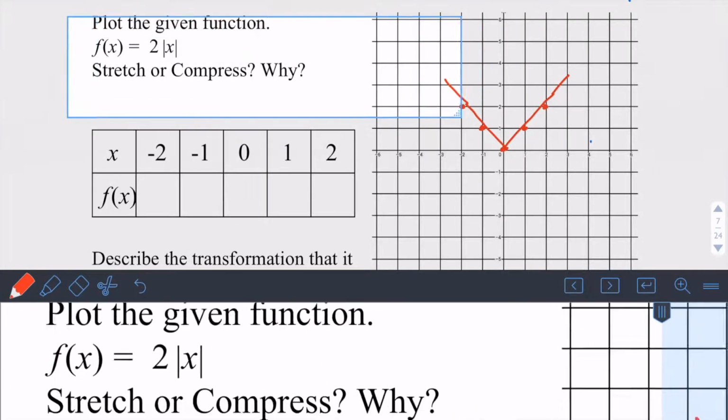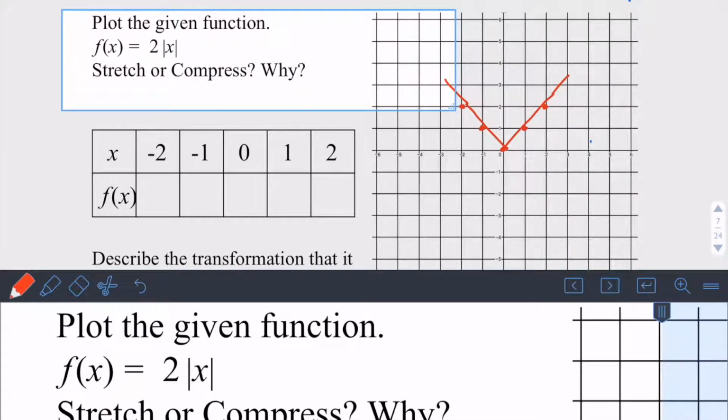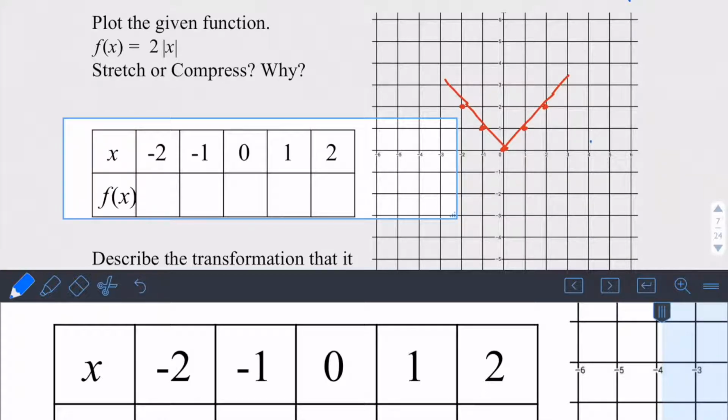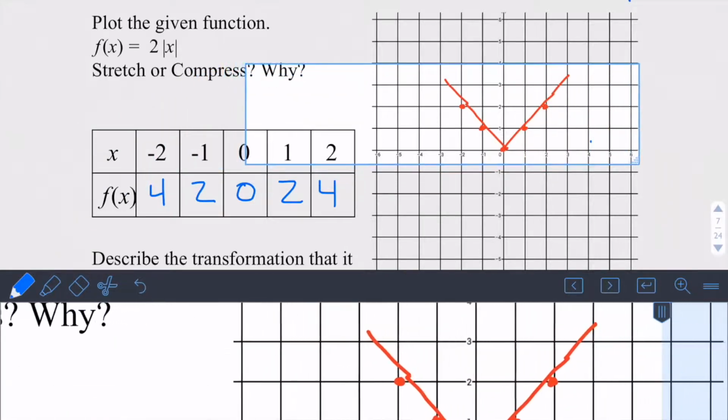Now, I want to come over here. I've got f of x equals 2 times the absolute value of x, and I want to plot a table. Input negative 2 for x, I get the absolute value of negative 2, which is 2, times 2, which is 4. If I input negative 1, I get 1 times 2, which is 2. If I input 0, I get 0 times 2, which is 0. If I input 1, I get 1 times 2, which is 2. If I input 2, I get 2 times 2, which is 4. So now I can take these points and come over here and plot.